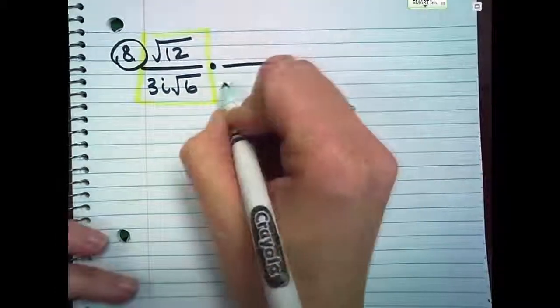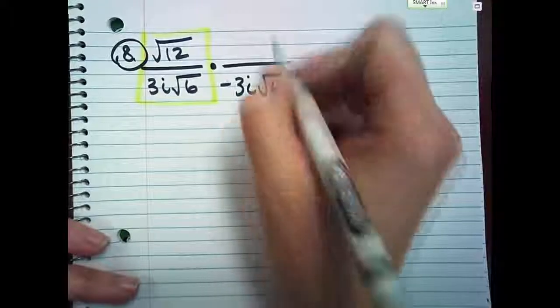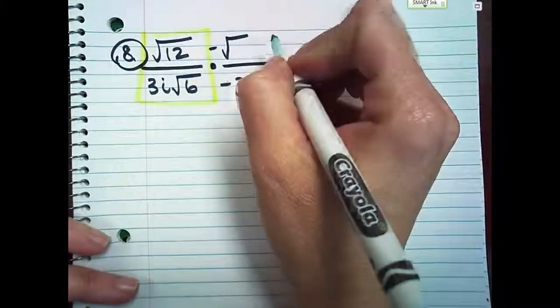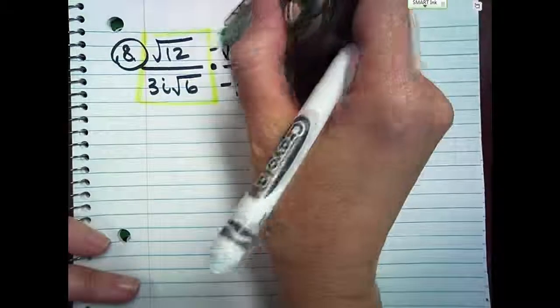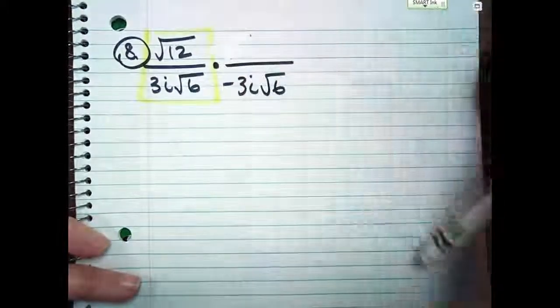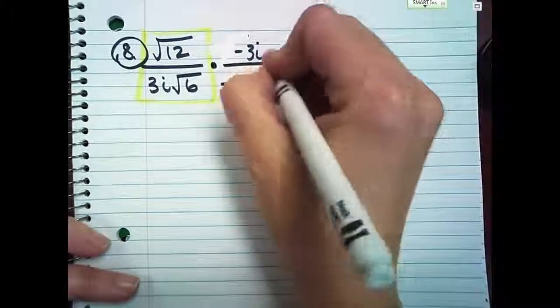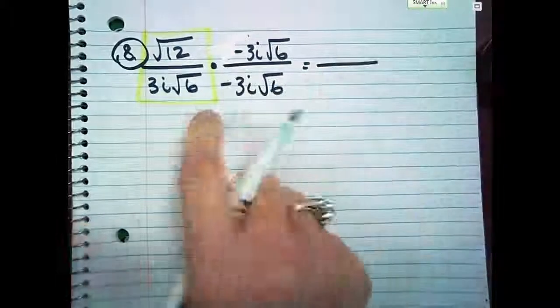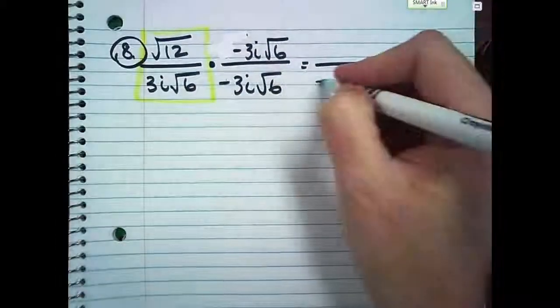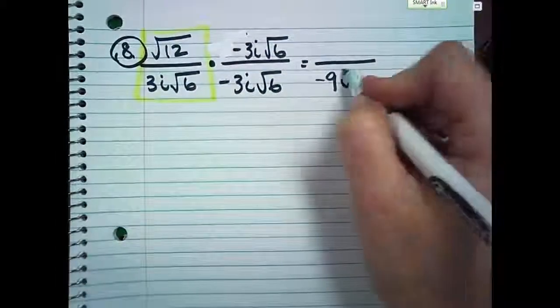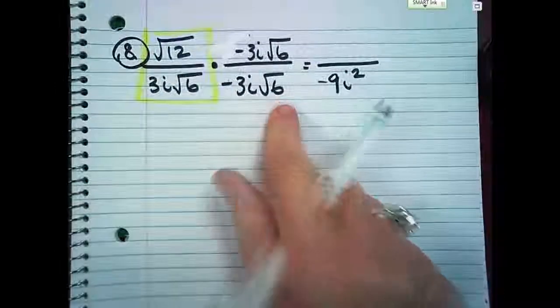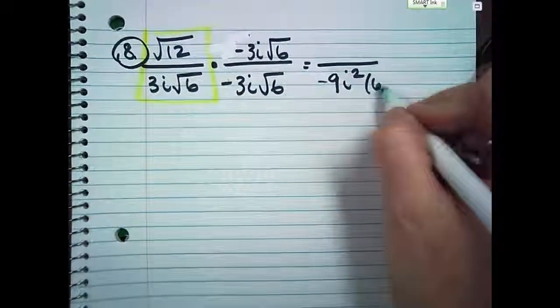Multiply by negative 3i root 6. A 3 and a negative 3 are negative 9. I and i make i squared. And root 6 and root 6 make 6.